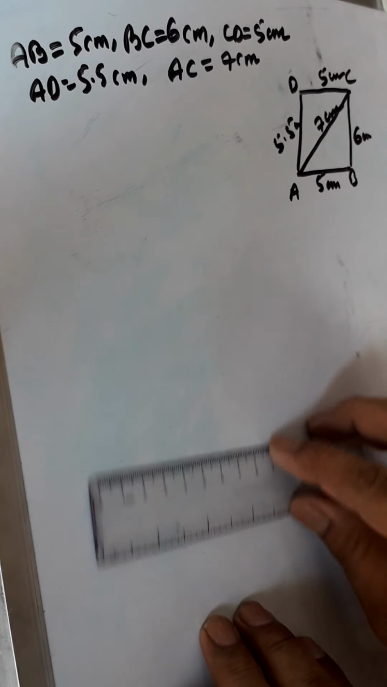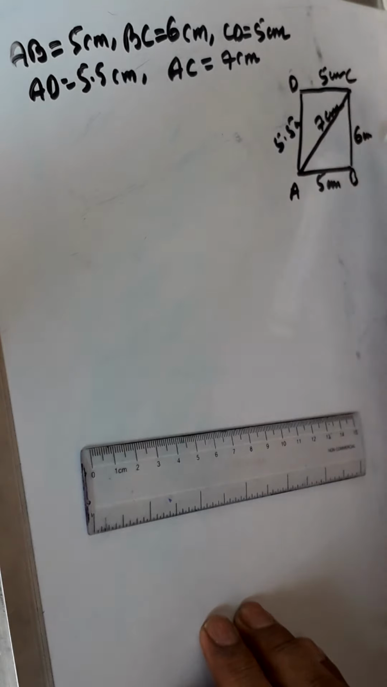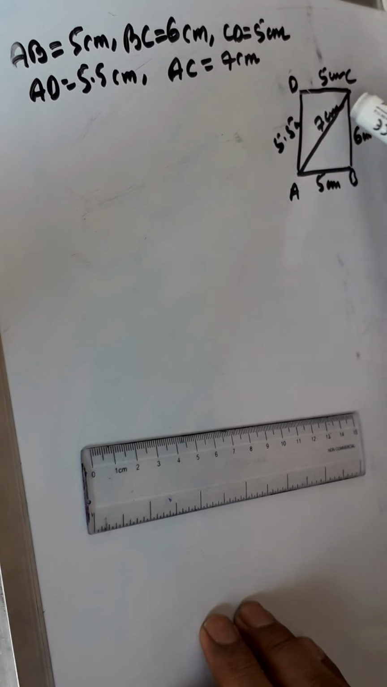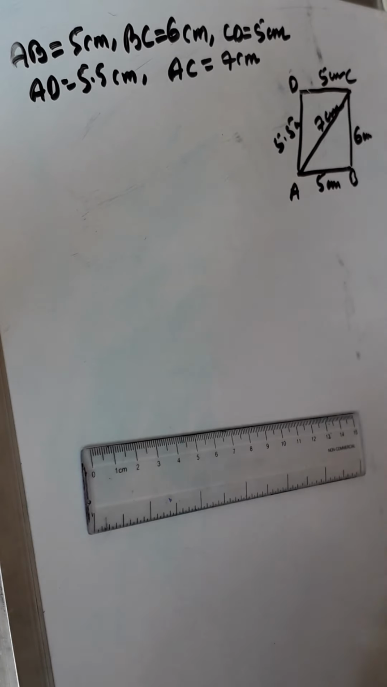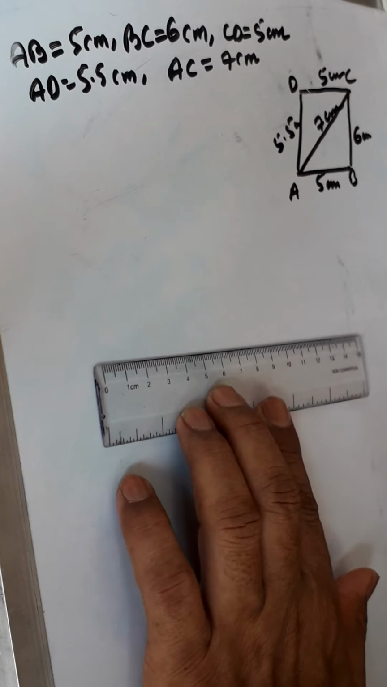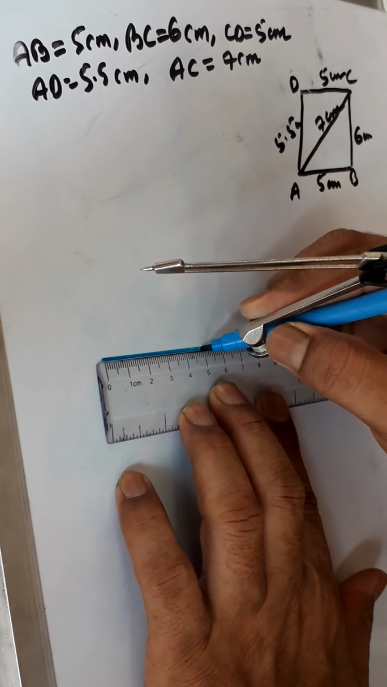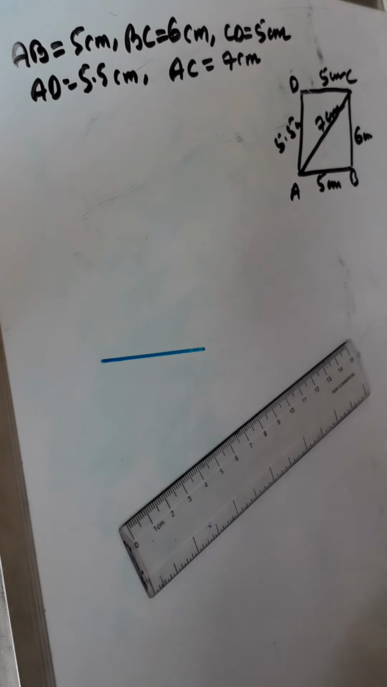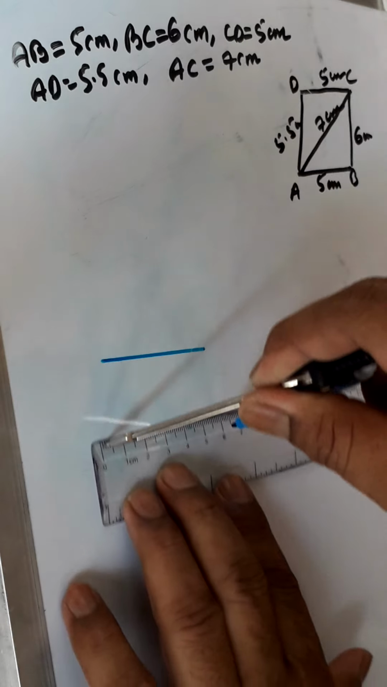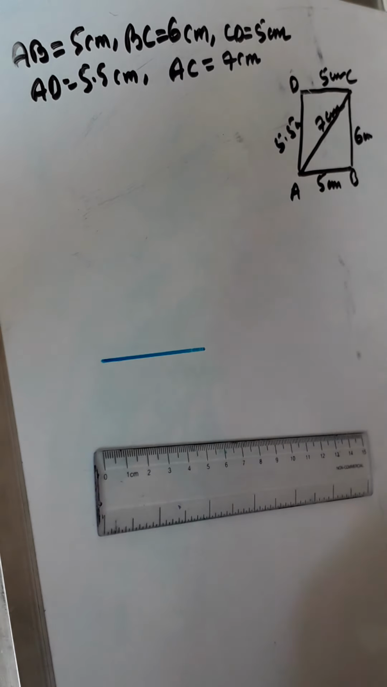We have to construct quadrilateral ABCD with AB 5 centimeter, BC 6 centimeter, CD 5 centimeter, AD 5.5 and AC 7 centimeter. We will start with AB. Here AB we have to take 5 centimeter. Now we have to draw BC of 6 centimeter. Here I am taking 6 centimeter.